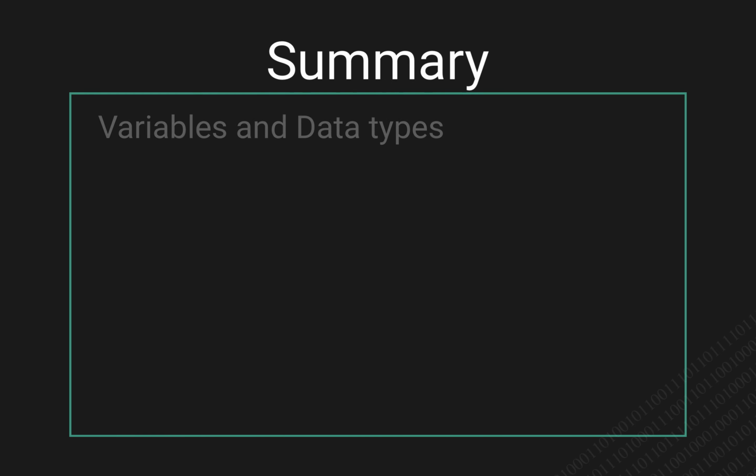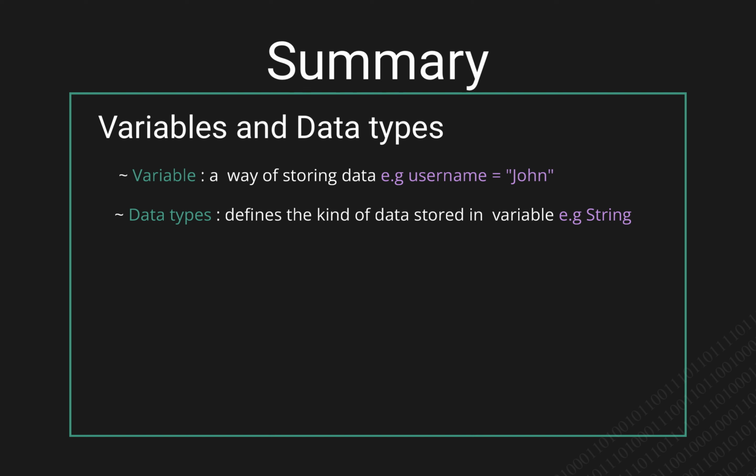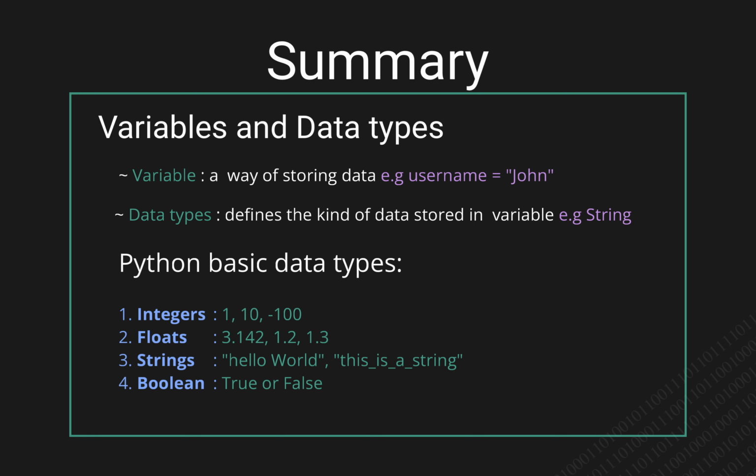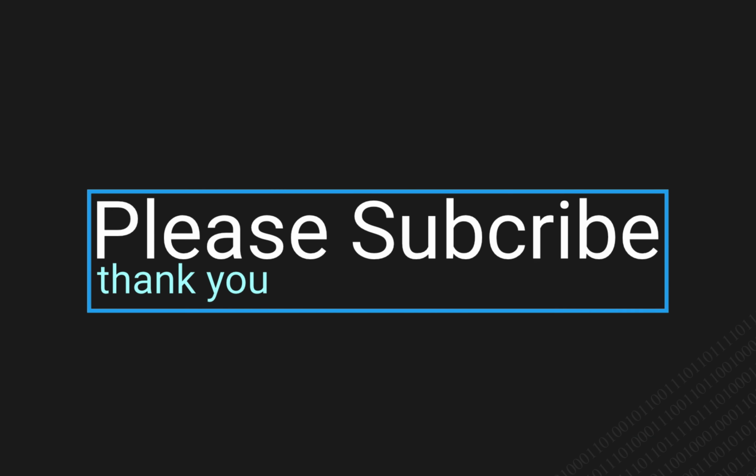In summary, in this lesson, we learned about variables and data types in Python. Variables are used to store data in a program, and data types define the kind of data that can be stored in a variable. There are many different data types in Python, but the most common ones are integers, floats, strings, and booleans. So we'll cover other types as we proceed with the course.